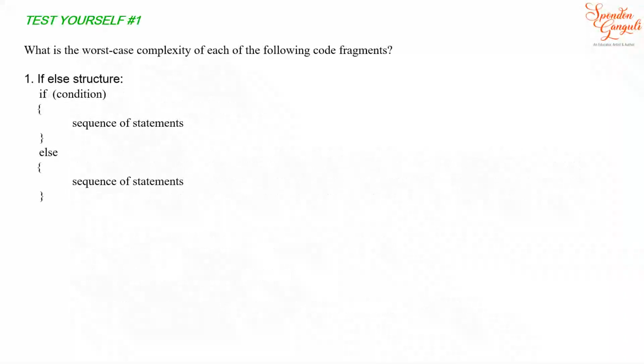Now let's see some examples. What is the worst case complexity of each of the following code fragments? We'll consider a few cases. First one is a given if-else structure. You can see here we have an if condition, which we denote as C1, and with the if there is a sequence of statements denoted by S1. After the if, with the else, there is another set of statements denoted as S2.